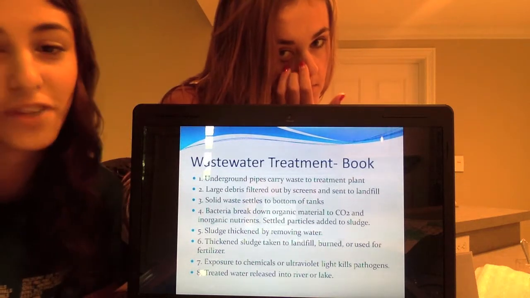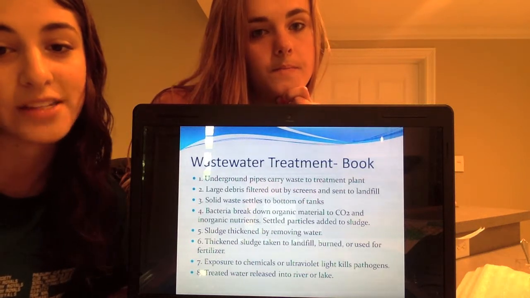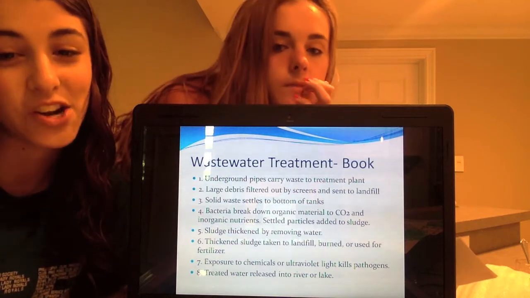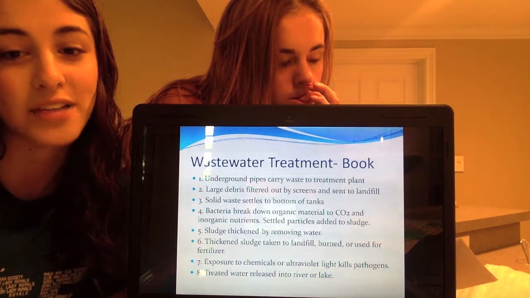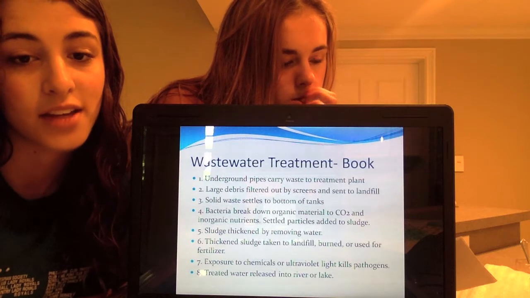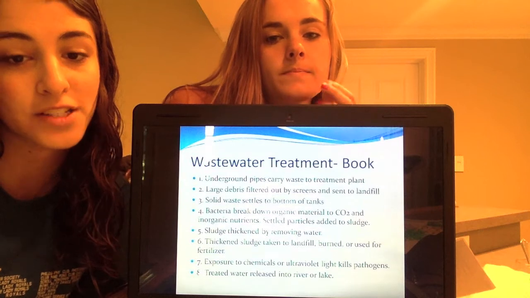Then large debris filtered out by the screens is sent to the landfill. Third, solid waste settles to the bottom of tanks. Fourth, bacteria break down organic material to carbon dioxide and inorganic nutrients, and settled particles are added to sludge. Then the sludge is thickened by removing water, and the thickened sludge is taken to a landfill, burned, or used for fertilizer.